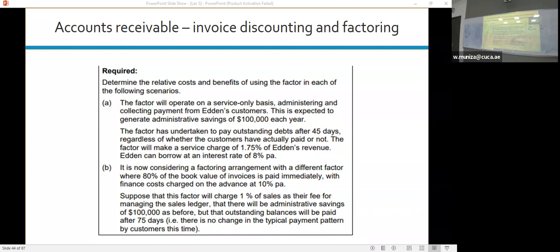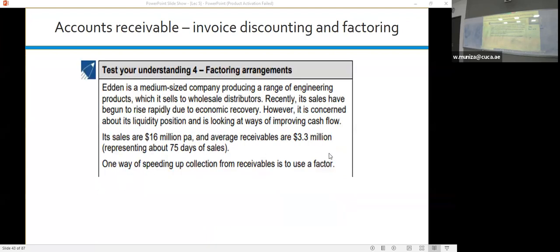$264. Is this the net benefit? Okay. Then the next one. Cost of financing is 80%. Cost of financing is 80% of the book value. Yes, book value you see from here.